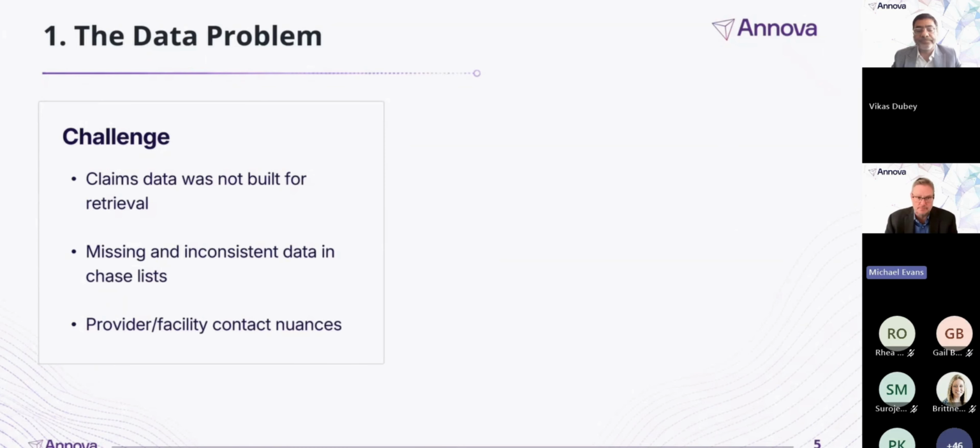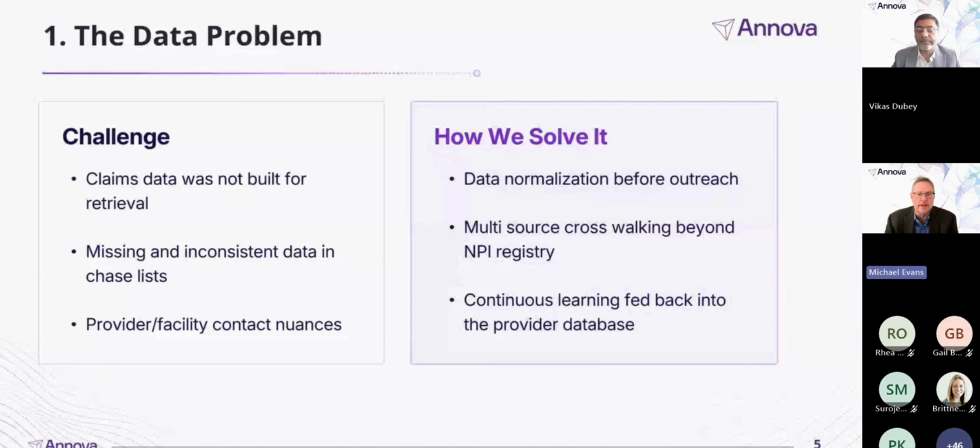Before anyone or any outreach begins, the full file has to be analyzed. Every record should be checked for a number of things. For example, a usable fax number, phone number, address, appropriate MPI. Next step is you go through a complete data and address normalization, followed by a multi-source crosswalk that goes beyond the MPI registry.